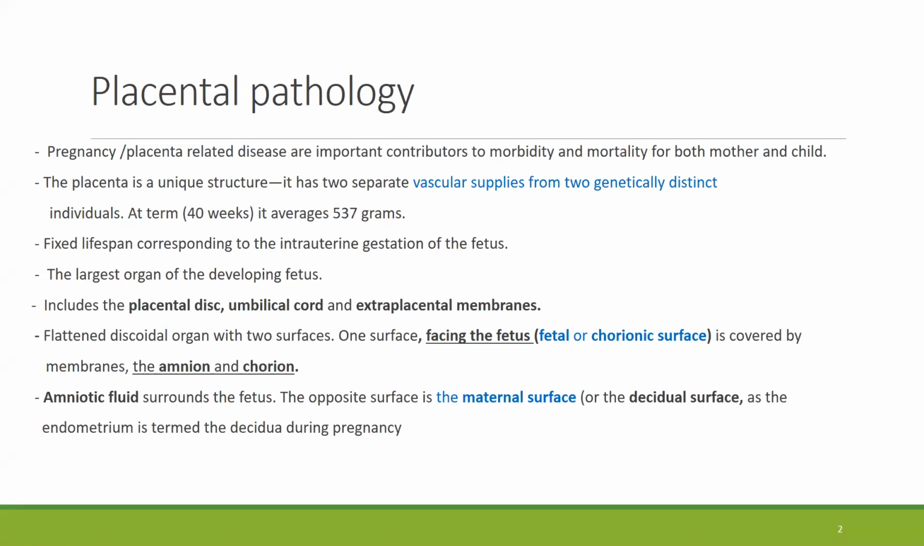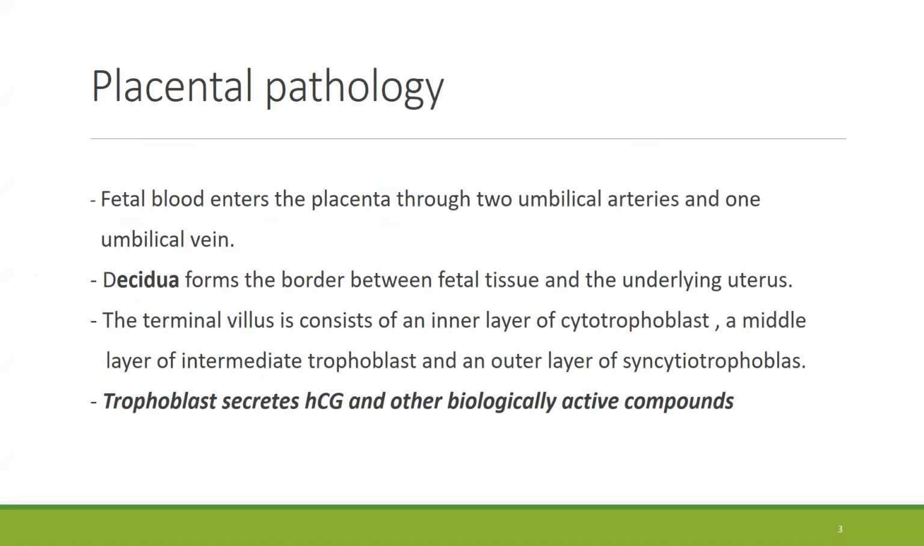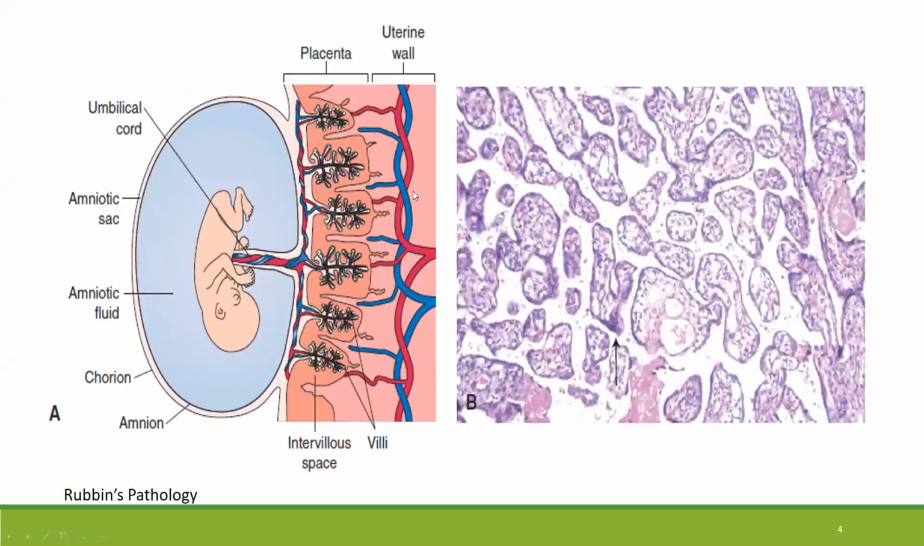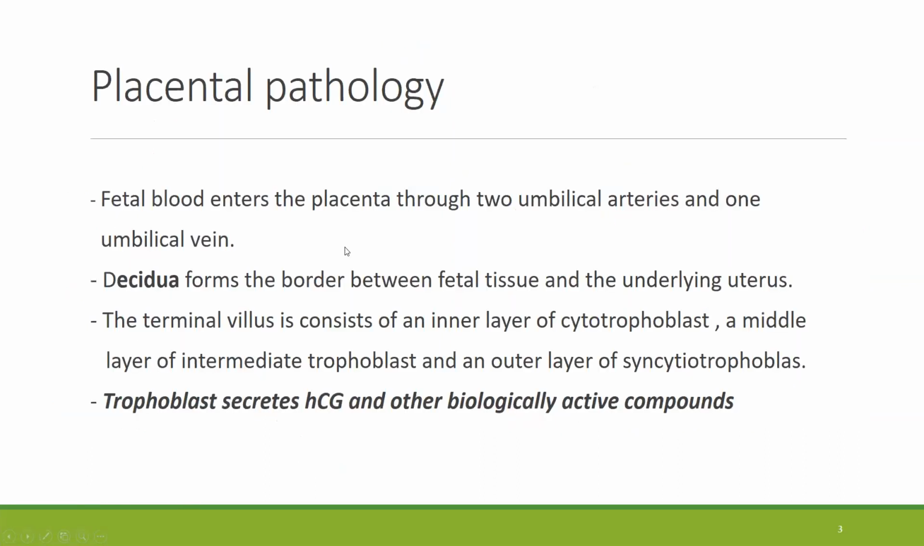The placenta has two faces. This is the placenta. The placenta has the side that is facing the baby, and it has the side that is facing the uterus. So this is the placenta, with one part facing the baby and the other part facing the uterus.